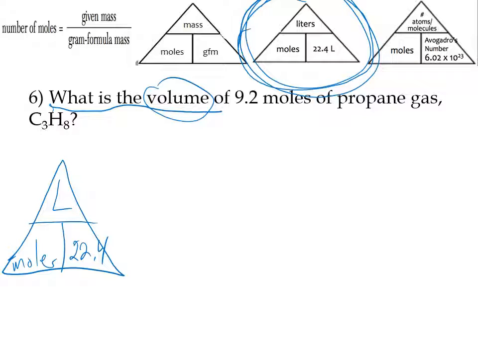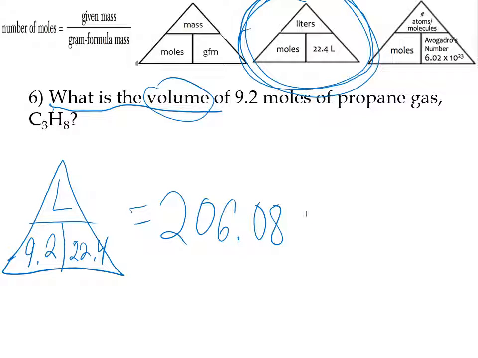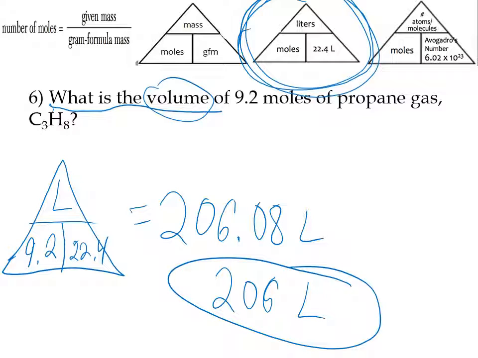What is the volume of 9.2 moles? That's my moles here. So I'm going to erase the word moles and just write 9.2 in. I'm looking for liters, so I do 9.2 times 22.4. If we just multiply straight across, 9.2 times 22.4 is going to equal 206.08 liters. So I'm just going to round this off and say it's 206 liters. If we have 206 liters, and each mole is 22.4 liters, that's how we get 9.2 moles.